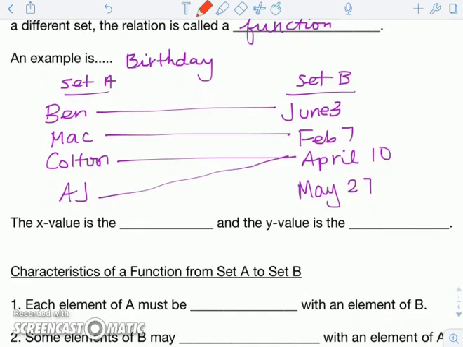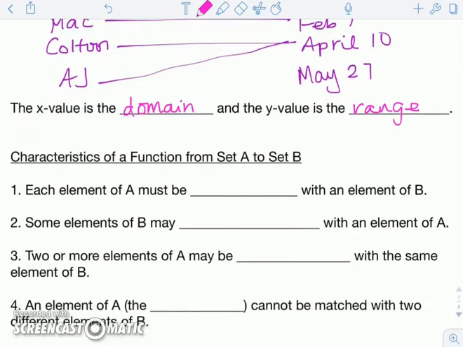So our x values are the domain, and our y values are the range. So here are our characteristics of a function when we're talking from set A to set B. Order does matter here. Each element in A must be matched with an element of B. That's the case of everyone has a birthday. Some elements of B may not be matched with an element of A. That's that idea of if we added one more day to the calendar, even if it was minutes, no one will be born on that day yet, and that's okay.